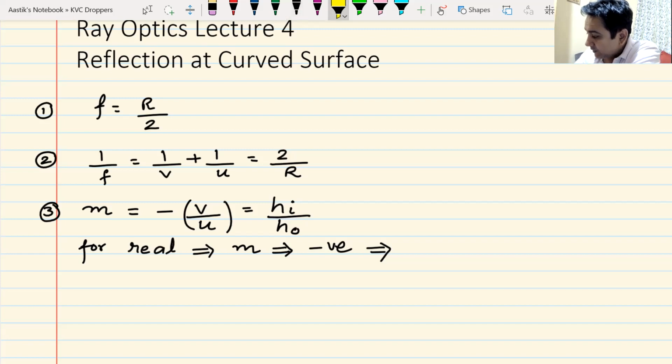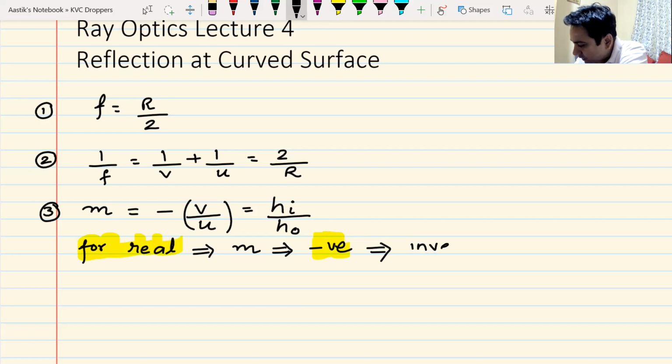For real images, will it be positive or negative? You have told me that it will be negative. Will it be an erect image or an inverted image? Is the real image erect or is the real image inverted? Inverted, sir. That means you are seeing it from the notes and then telling me. That is a very bad practice. It is not expected that you don't remember this.